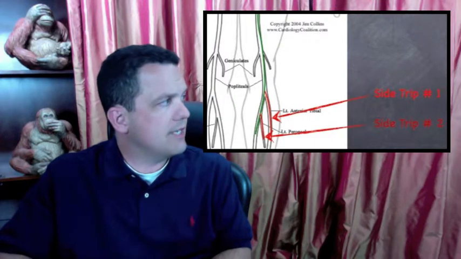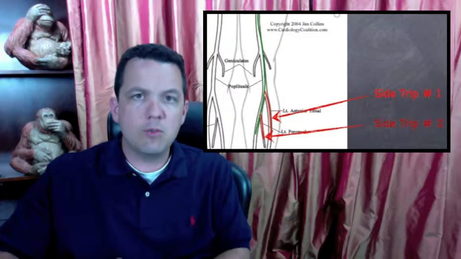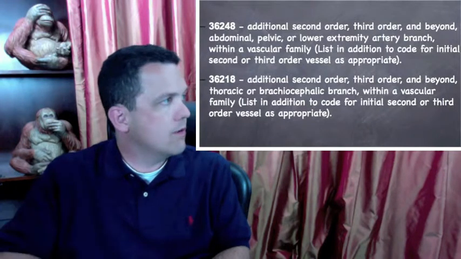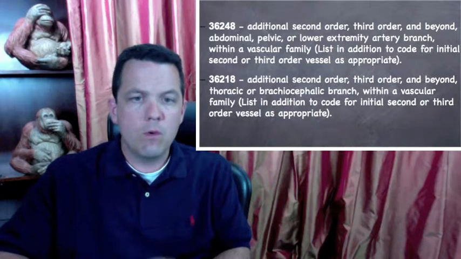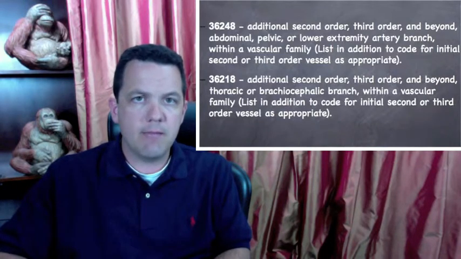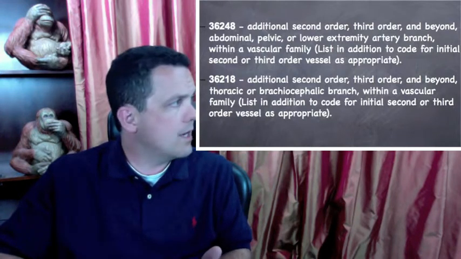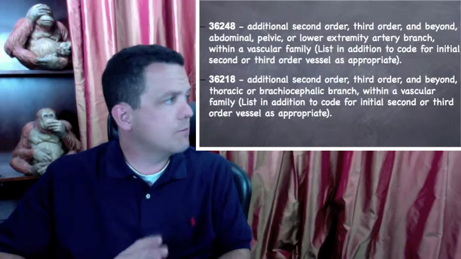These 2 little side trips will actually generate additional reimbursement, almost $50 worth of reimbursement each, as long as we code for them accurately. Now, the codes that we're going to use for these 2 additional side trips, there's 2 different codes to choose from. One is applicable to side trips that take place above the diaphragm. The second is for side trips that take place below the diaphragm. 36218 is for above the diaphragm, and 36248 is for below the diaphragm.